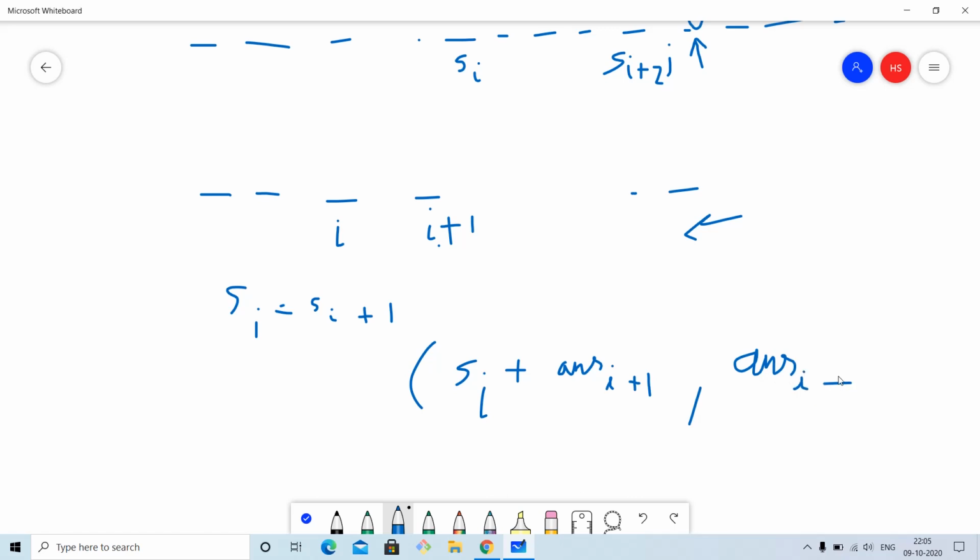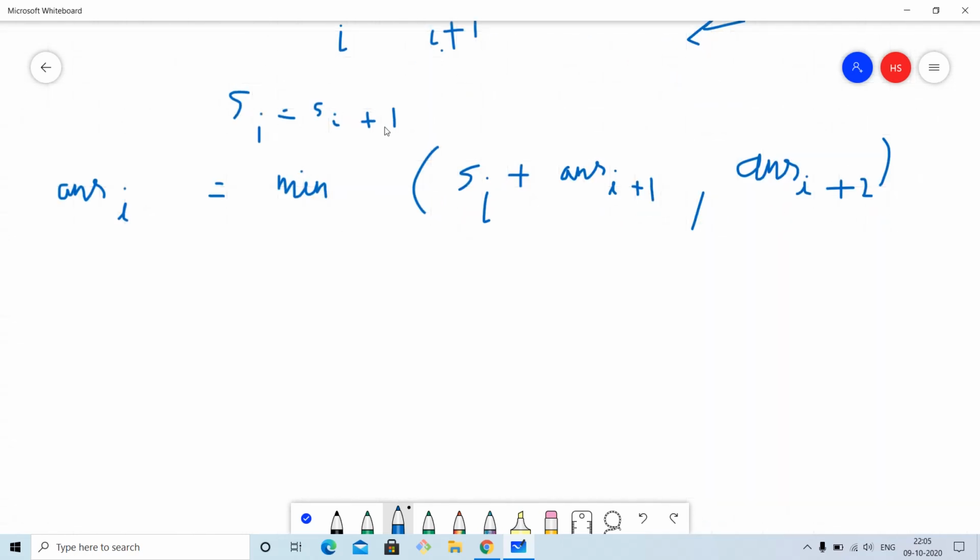That is the answer for the suffix starting from I plus 2. So if this condition is there, then the answer for the index I, that is the suffix starting from the index I, will be the minimum of these two. Otherwise, if si is not equal to si plus 1, then the answer will simply be to include the character at position I, and also the answer at the position I plus 1, which will be this part.